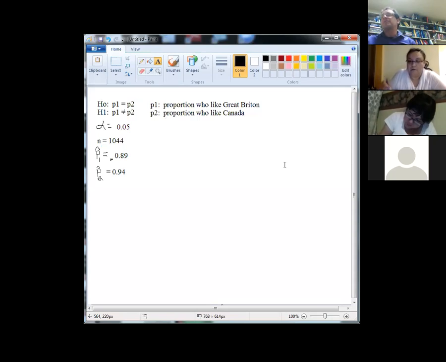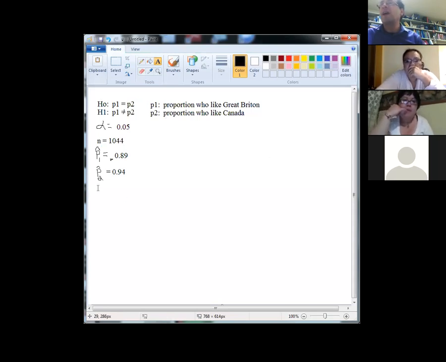So if we wanted to think that Canada had a higher proportion than Great Britain, then notice because of the way we chose it, we would have a less than, because Great Britain is less than Canada, is the alternative hypothesis. Does that make sense, Claudia? Yes. Okay, good. So as long as you know what your notation means, that's the most important thing. Any questions so far?